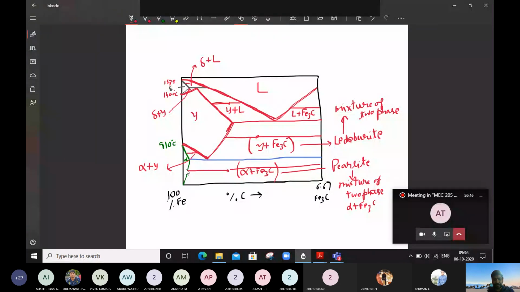You only have to remember these boundaries: the alpha-gamma boundary you should remember, this delta boundary you should remember, this liquidus line you should remember, and everything else you can plot very easily.